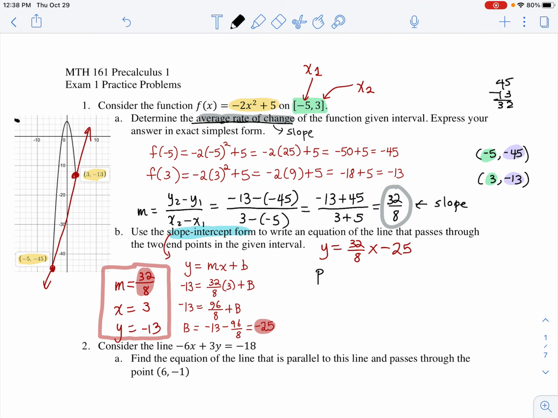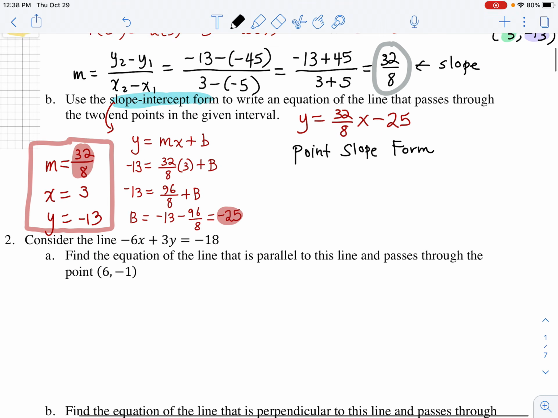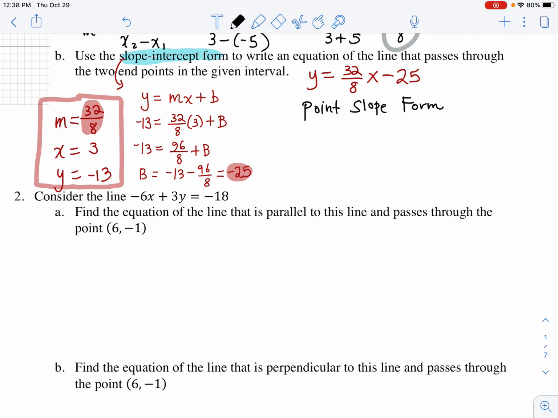Now I also want to show you something else. There is something called point slope form. The only reason I'm showing you this is because I was grading a couple of your daily problems last week, and this is a method that some of you are using, and I love it. I think this may be easier. So point slope form goes like this: y minus y1 equals m times x minus x1. In fact, this is the best method if you have a point and a slope.